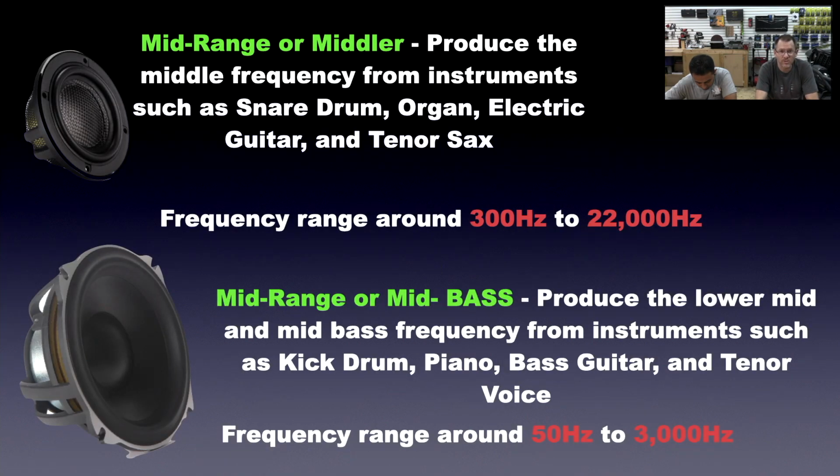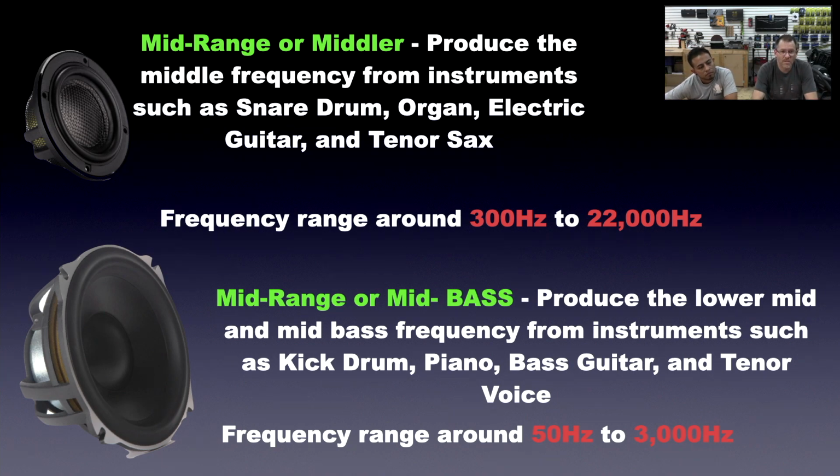Mid-range, or middlers now, produce the middle frequencies from instruments such as snare drums, organs, electric guitars, and a tenor sax. Frequency range is around 300 hertz to 22,000 hertz. Keep in mind this is generalization. Obviously plus or minus would be involved here.